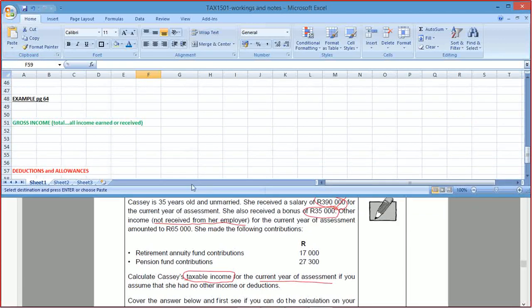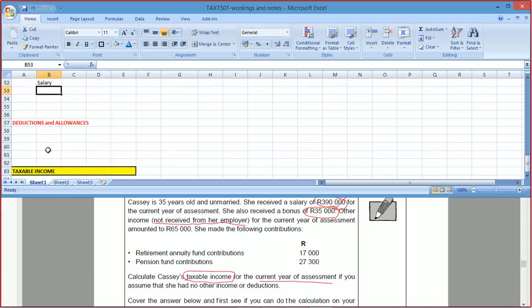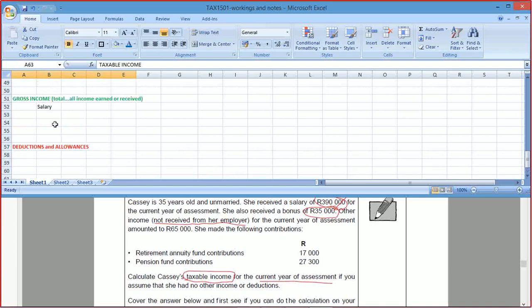Okay, there we go. Right, so if I've got Casey, 35 years old, unmarried, she receives a salary of 390,000. Okay, does this meet the definition of gross income? Yes. Definitely. Okay, so I'll write salary here. This is how I would lay it out if this was the exam, because obviously the exam wants you to calculate taxable income. Right, so I'll show salary of 390,000.